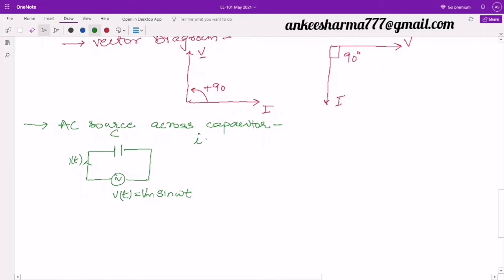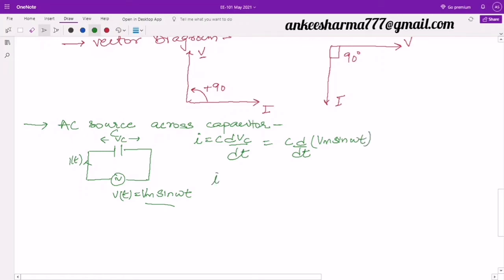I is equal to C dVc by dt. Vc is the voltage across the capacitor, which is nothing but V of t. So dVc by dt, this is the formula. I will take this voltage because it is easy to take the derivative to find the value of the current. So I will say here that I will be equal to C d by dt of Vc of t, or simply V of t, which is Vm sine omega t.